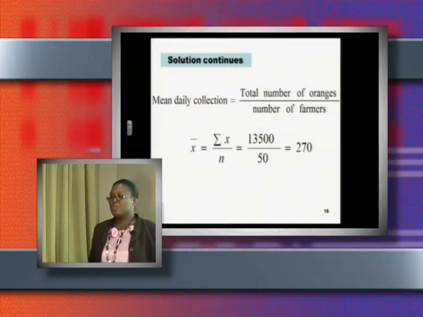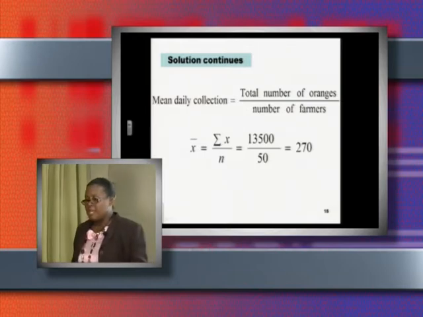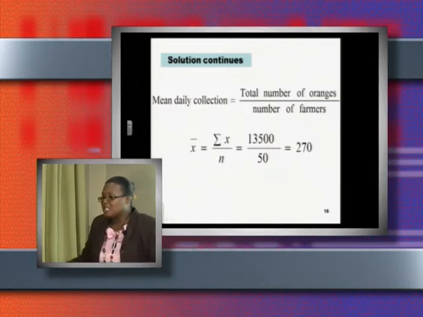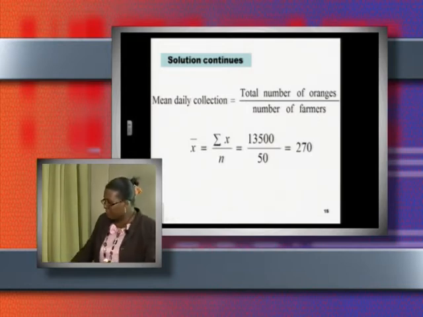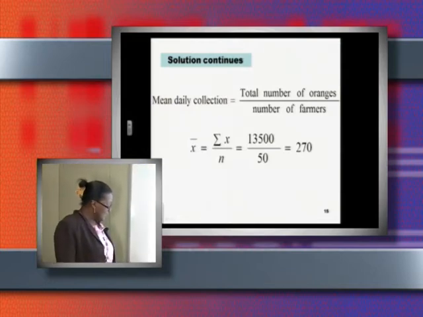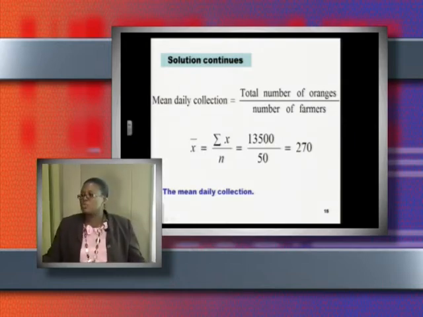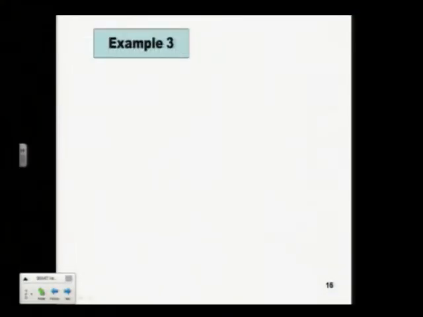For example, you're doing an agri-science assignment or an SBA, and you went to the farm and you saw 15 chicken pens with chickens in them, and you can say an average of 35 chickens were in a pen. So we're using the mean there again to make an estimate. Let's continue. So the mean daily collection was 270. Now let's look at example 3.